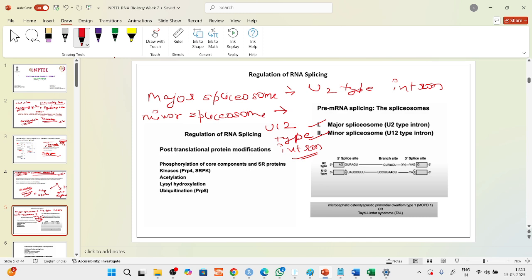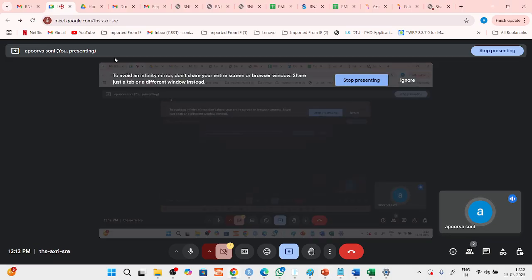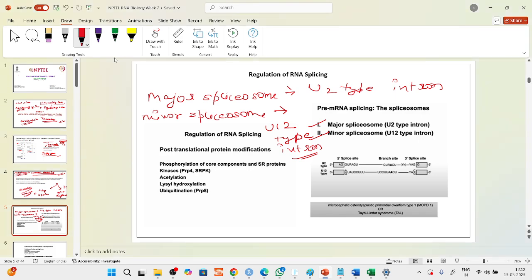Then what are the post-translational protein modifications? So after the translation has happened, what forms? After translation happens, protein is formed. But that particular protein also undergoes some kinds of protein modifications. Okay. So there are not only post-transcription modifications that happen, there are post-translational modifications also. Post-transcriptional modifications happen in RNA, mRNA. And post-translational modifications, they happen in proteins.